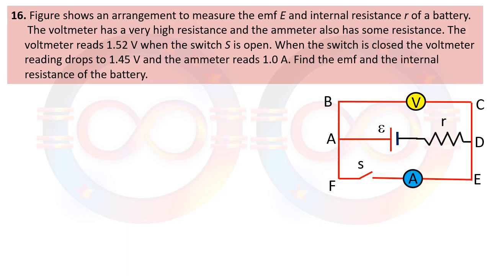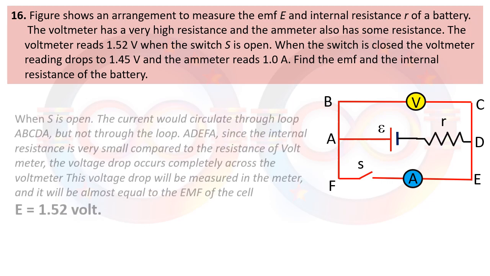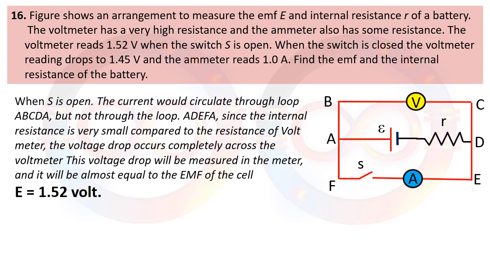When S is open, and now when S is closed, the voltmeter reading drops to 1.45 volt, and the ammeter also reads a certain amount of current. Find the EMF and internal resistance of the battery. As I said, when S is open, the current would circulate through loop A, B, C, D, A, but in the other loop A, D, E, F, A current will not be there. So internal resistance is very small compared to the resistance of the voltmeter. The voltage drop occurs completely across the voltmeter. So this voltage drop will be measured in the meter, and it is equal or almost equal to the EMF of the cell, which is 1.52 volt.